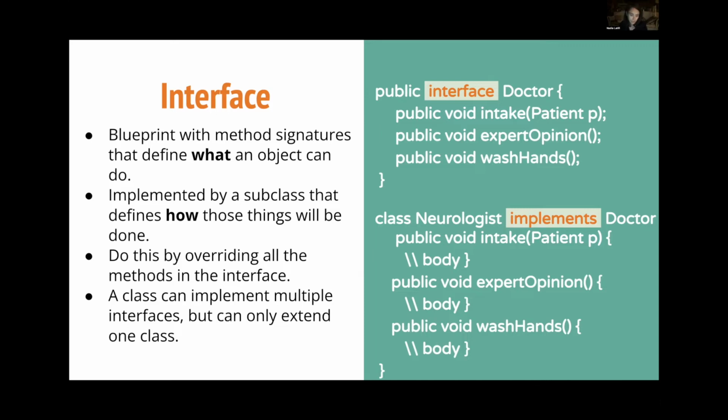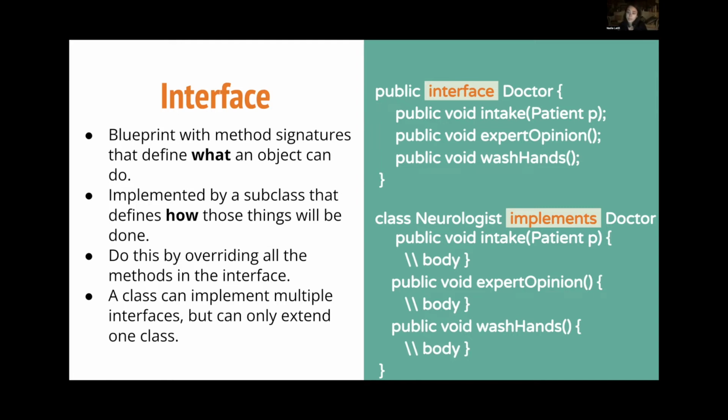Now, here's just a note that I think is important. A class can implement multiple interfaces, but can only extend one class. Now how do you remember which one? Do you implement interfaces, extend classes? Just remember that the I goes with the I. So we implement interfaces and then we extend classes.